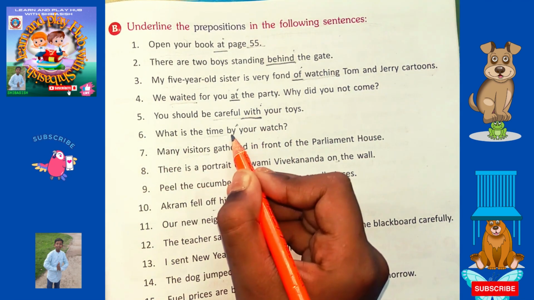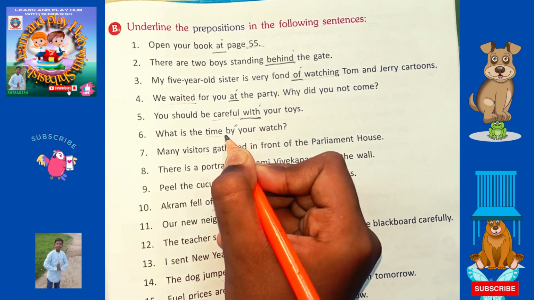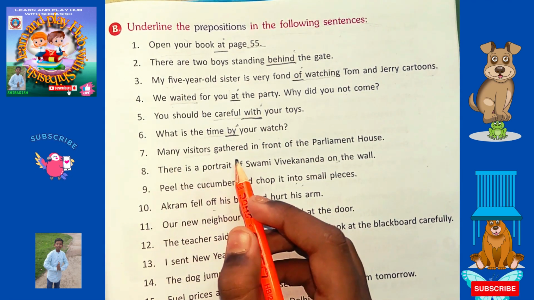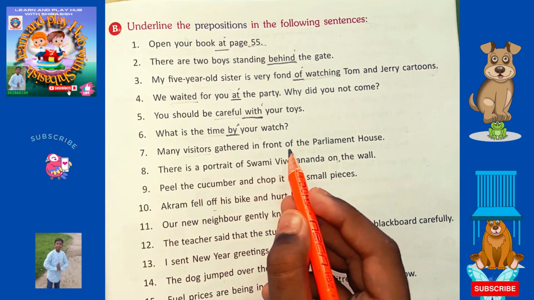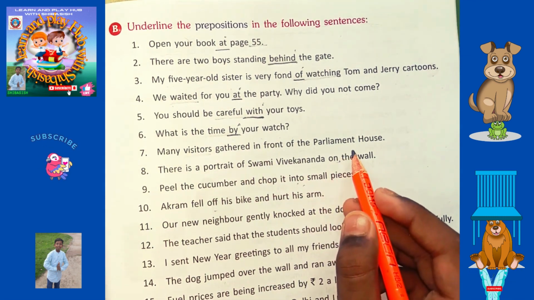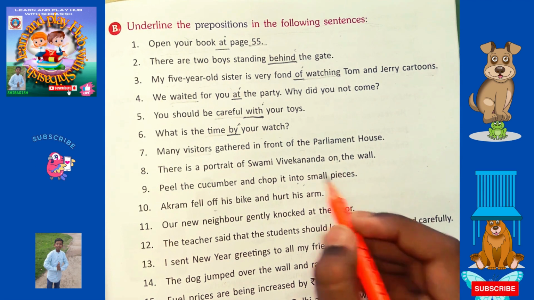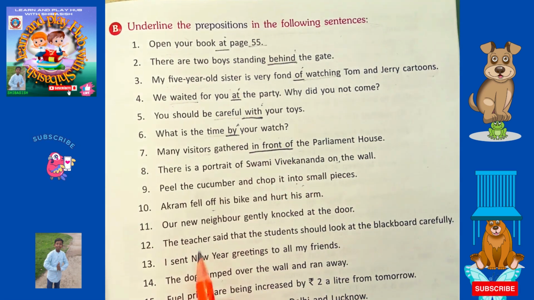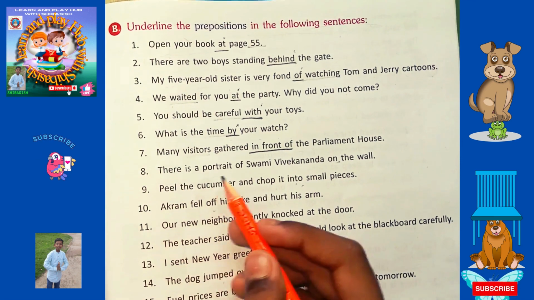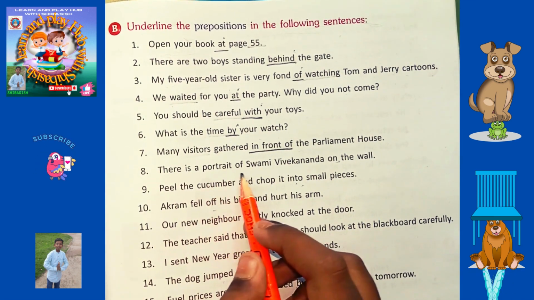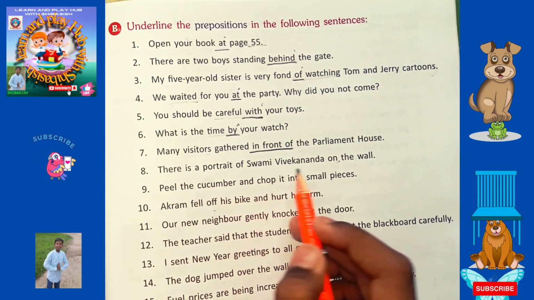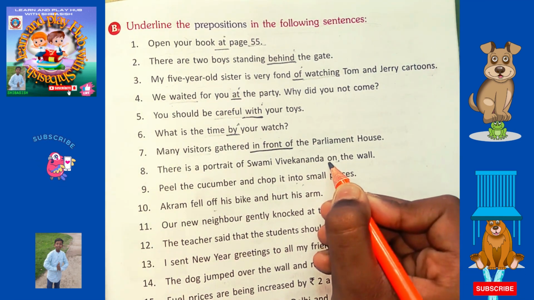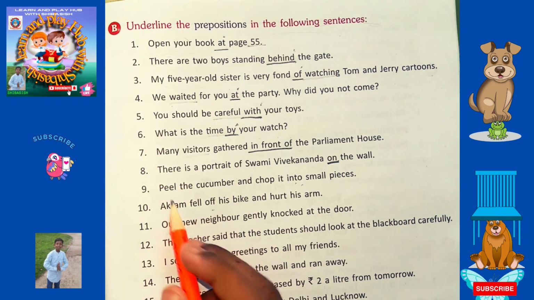What is the time by your watch? The preposition is "by". Many visitors gather in front of the parliament house. The preposition is "in front of". There is a portrait of Swami Vivekananda on the wall. The answer is "on".